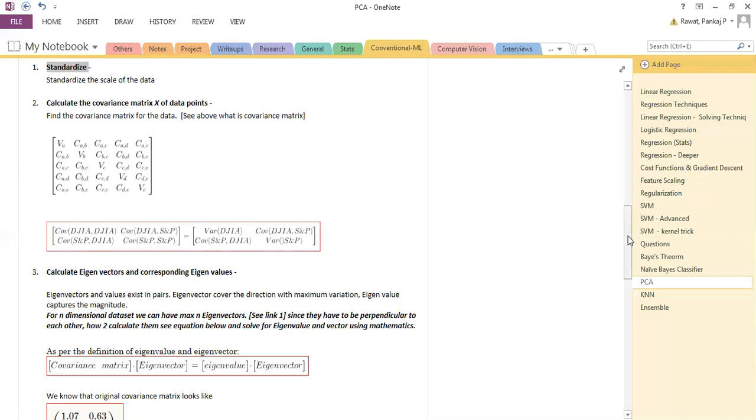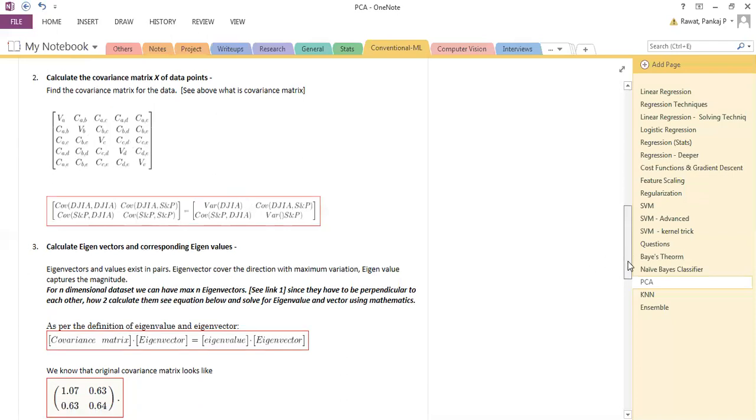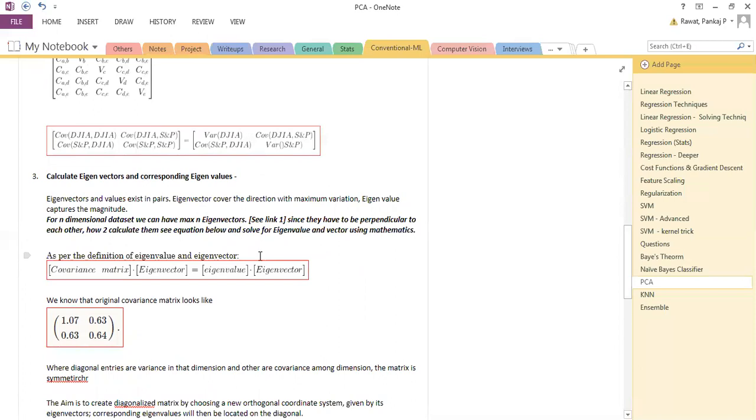Now, the next step is to calculate the eigenvectors and corresponding eigenvalues based on this covariance matrix. This is the formula for that, and it is a well-defined formula. In order to calculate the eigenvector and eigenvalue, we put this covariance matrix here, and then calculate what the value of the eigenvector and eigenvalue would be. So what do eigenvector and eigenvalue mean? The eigenvector just captures the direction which has the maximum variance.